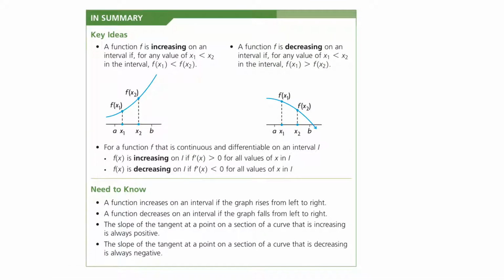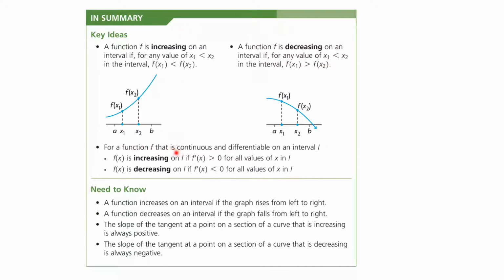In summary, we learned a function f is increasing on an interval if for any value of x1 less than x2 in the interval, f of x1 is smaller than f of x2. A function is increasing on an interval if the graph rises from left to right. On the other hand, the function is decreasing when the graph falls from left to right. If x1 is smaller than x2 on that interval, then f of x1 is bigger than f of x2.